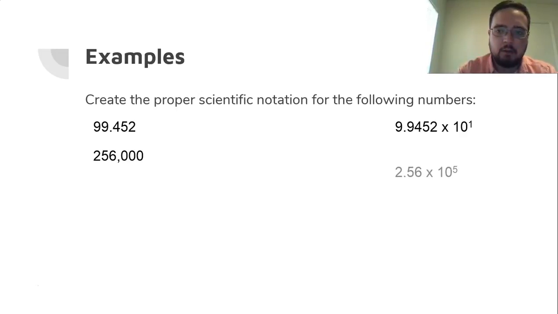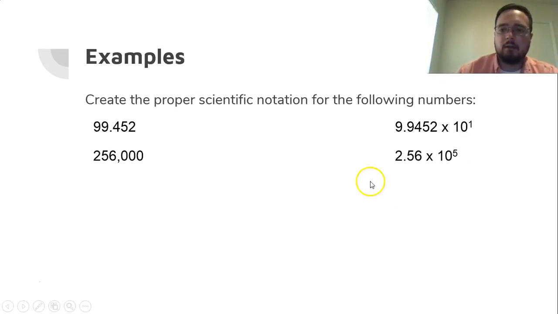All right. So this one is 2.56 times 10 to the fifth. Again, what I did was I said it was greater than 1, which means I know that the exponent is going to be a positive value because I'm demonstrating a large value. So I had to figure out where the decimal is. The decimal is going to be right here to the right of the 0.